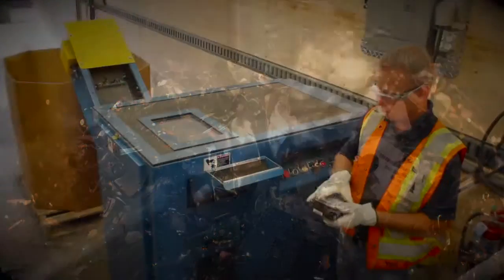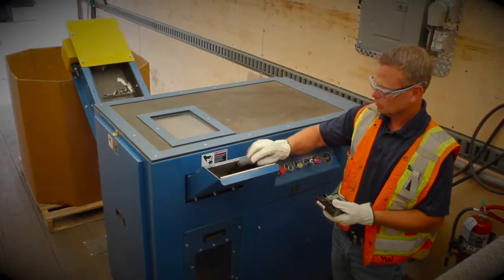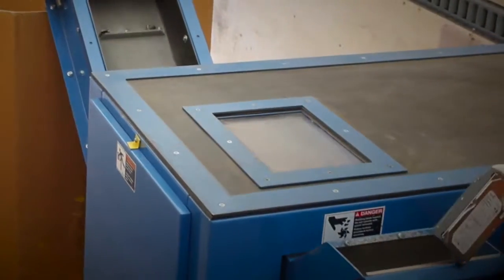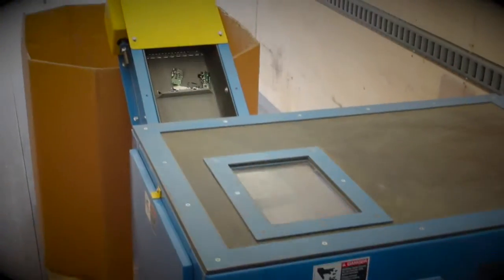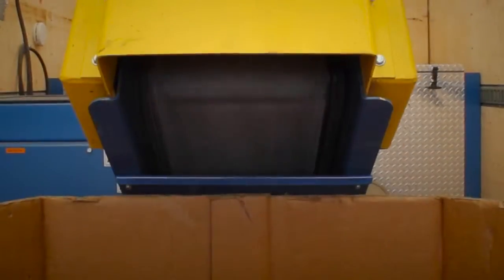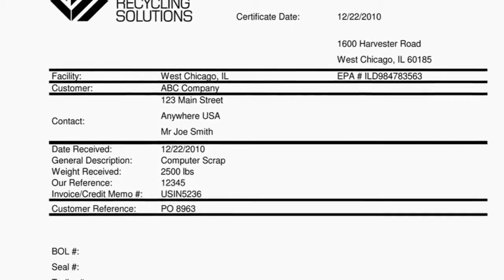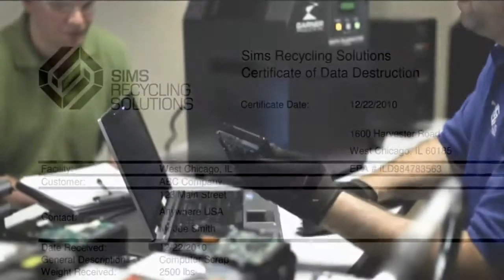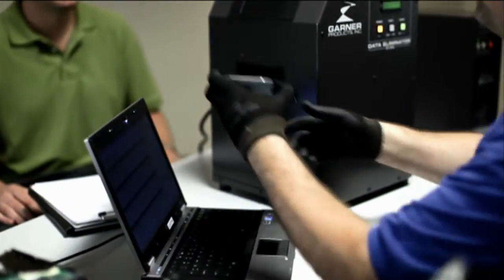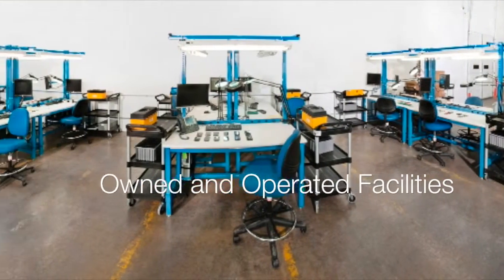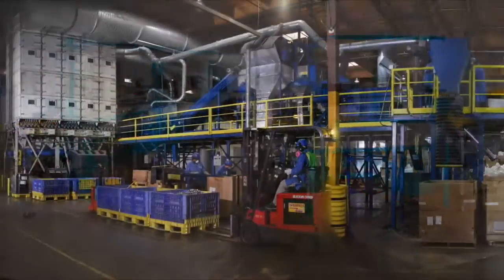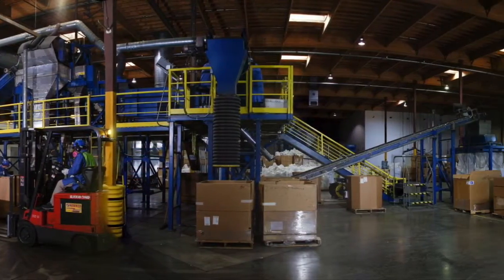Sims Recycling Solutions can ensure all your data is removed and retired hardware is reused or disposed of responsibly. Our fully certified on-site digital data destruction services are convenient and help clients stay in compliance with any related laws and regulations. Degaussed hard drives and shredded hard drive residual will be securely transported to one of our owned and operated facilities for final processing and preparation for commodity recycling.